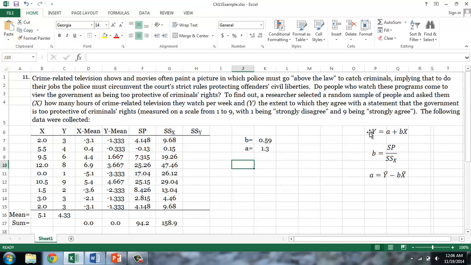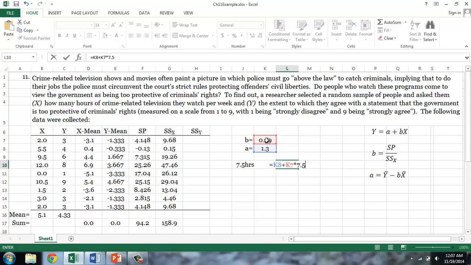We can use this equation as a prediction equation. So for example, for any value of x, or number of hours of crime-related television watched per week, we can predict the extent to which an individual will agree that the government is too protective of criminals' rights. So, for someone who watches 7.5 hours per week of crime-related television, we would predict, equal to A plus B times 7.5, that they would answer the statement about the government being too protective of criminals' rights with a 5.75.